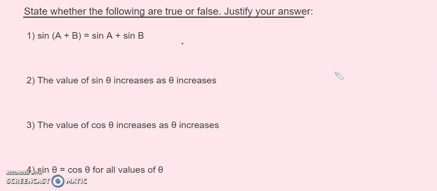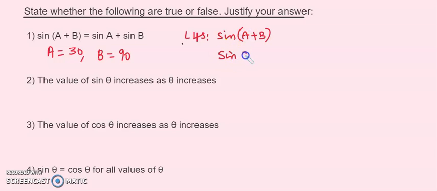State whether the following statements are true or false. Justify. Now here they are saying sine of A plus B is equal to sine A plus sine B. Let's consider A to be 30 and B to be 90. Okay. So my left hand side is sine of A plus B as one bracket, right? That means I have to say it is sine of 30 plus, B I should take 60, I'm sorry. Yeah. So 60.